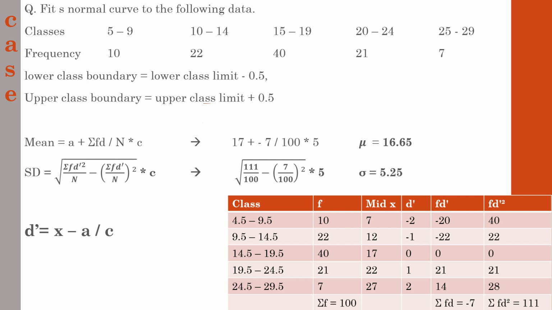So the next step is to write down the mean, standard deviation and the other necessary values in the form of a normal distribution equation like this. f(x) equals 1 divided by root of 2 pi into 5.25, e raised to minus 1 by 2 into (x minus 16.65 divided by 5.25) raised to 2.